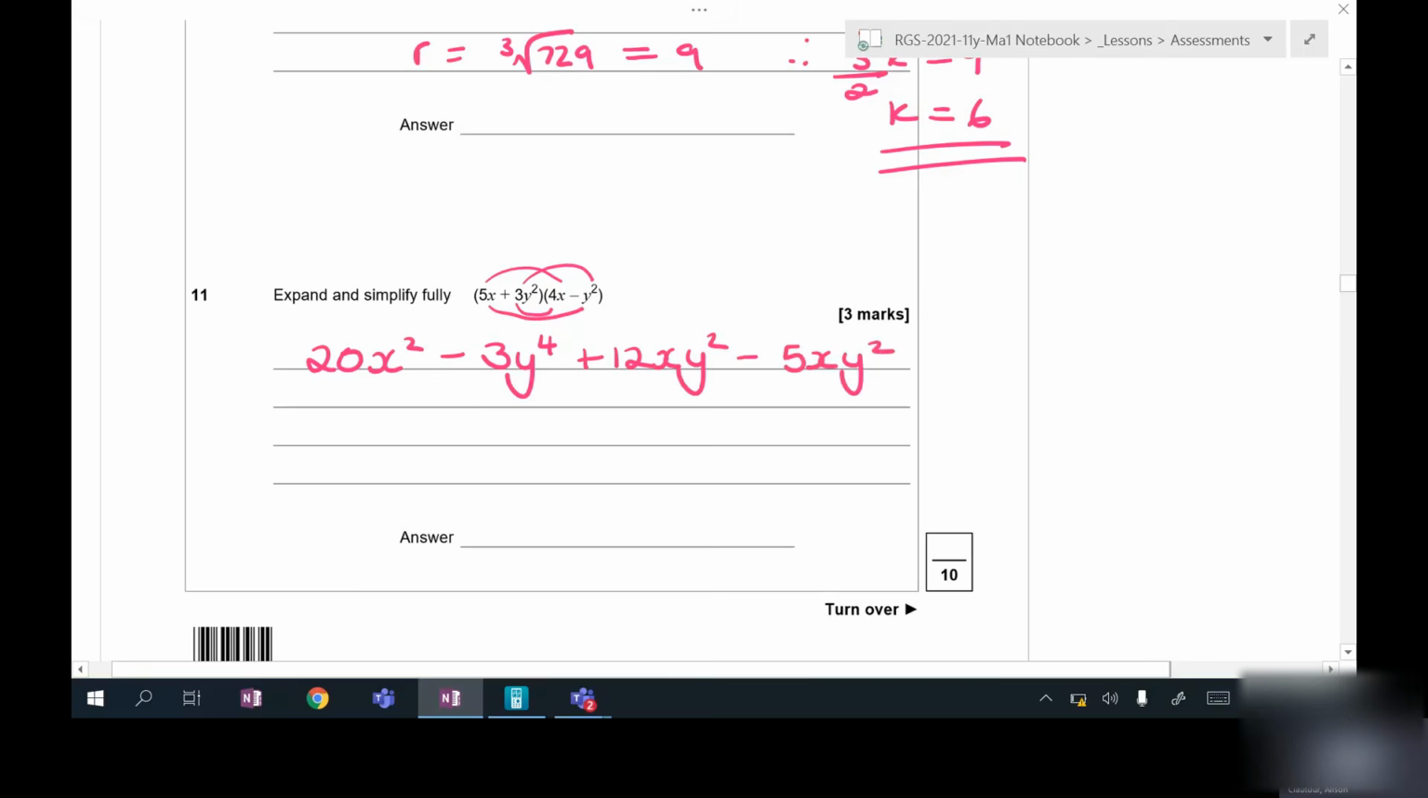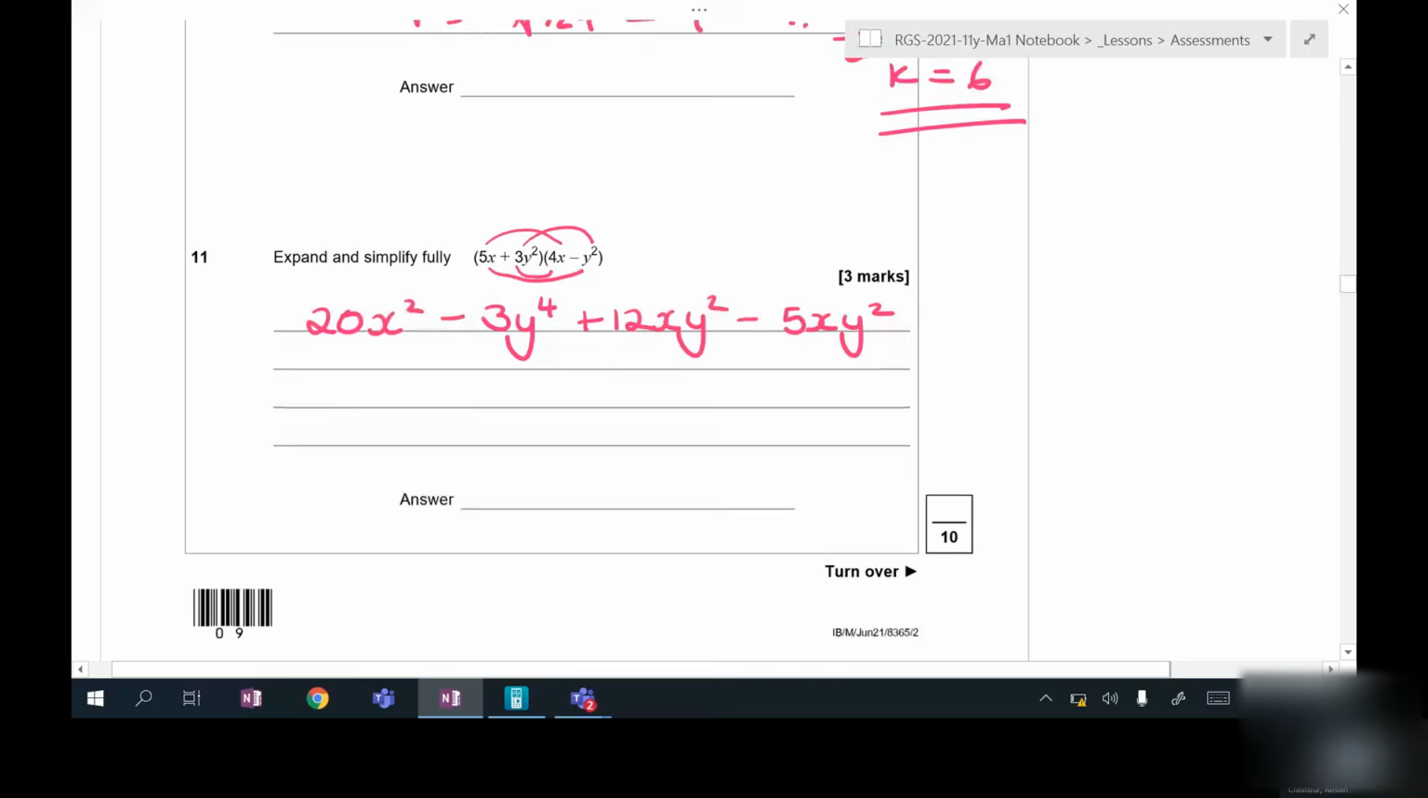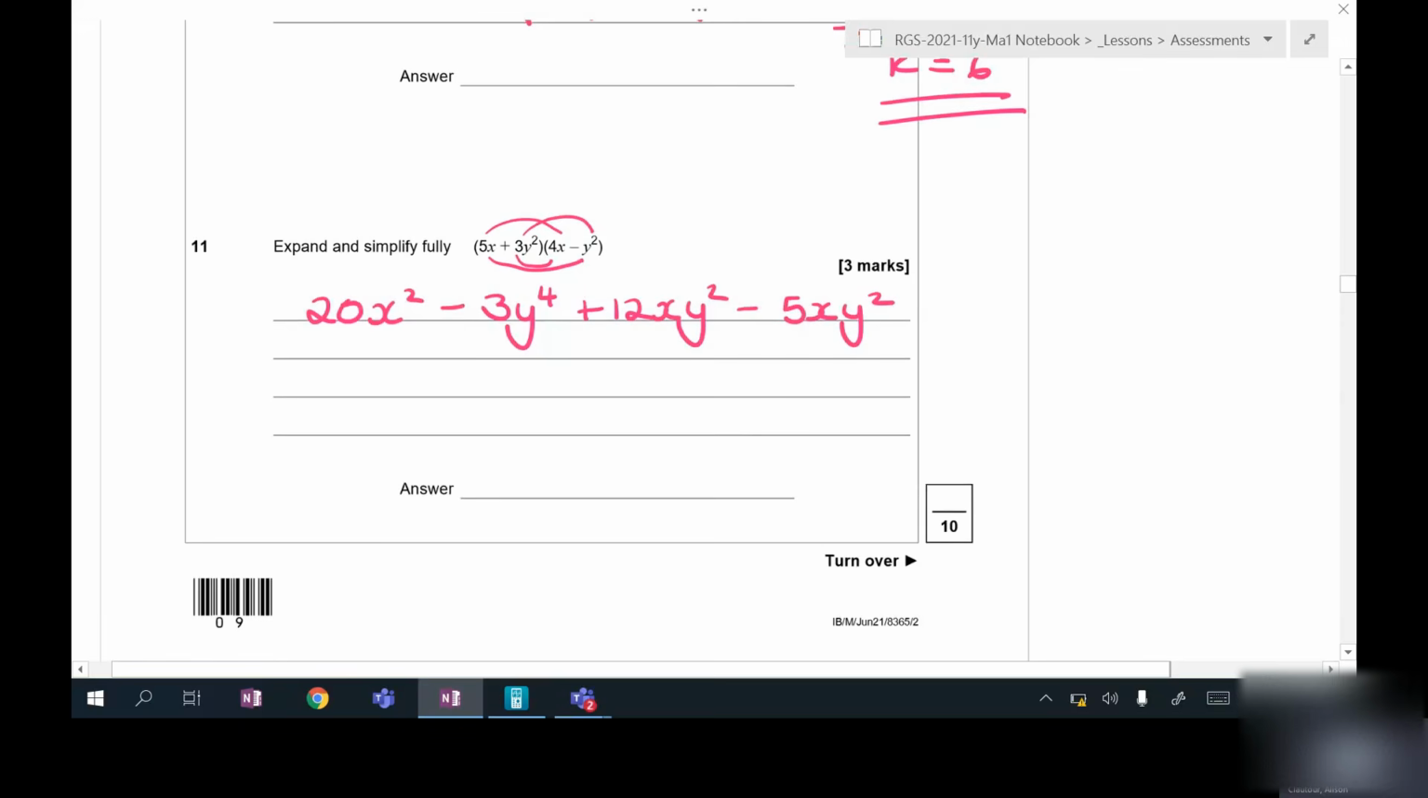5xy squared. So collect together anything you can collect together. So 20x squared minus 3y to the 4. You can collect together 12xy squared minus 5xy squared, which gives me 7xy squared.